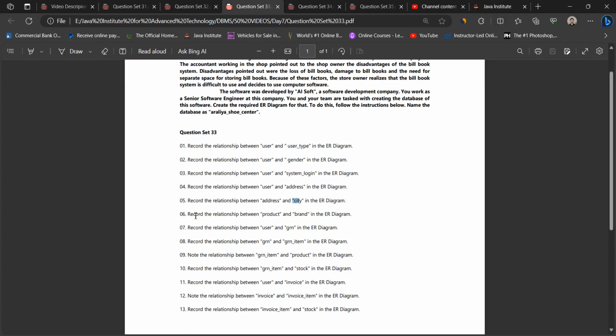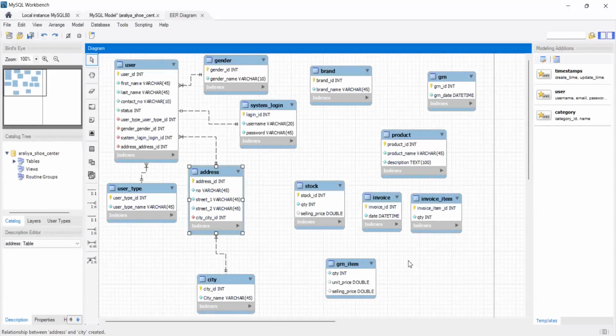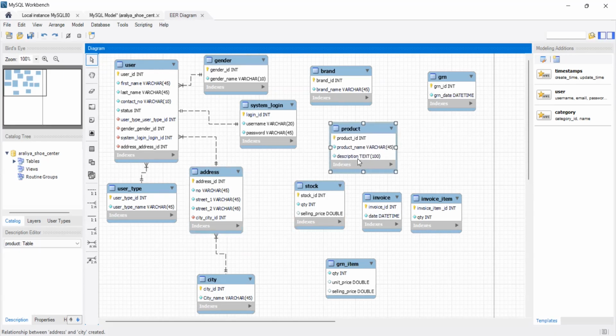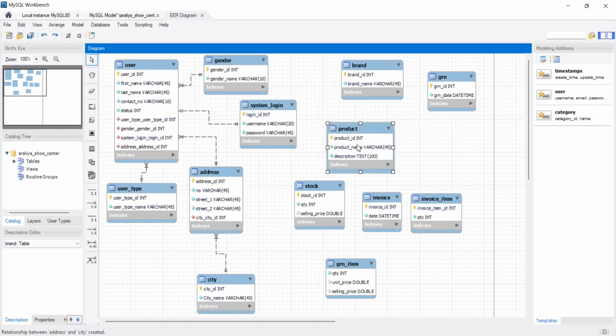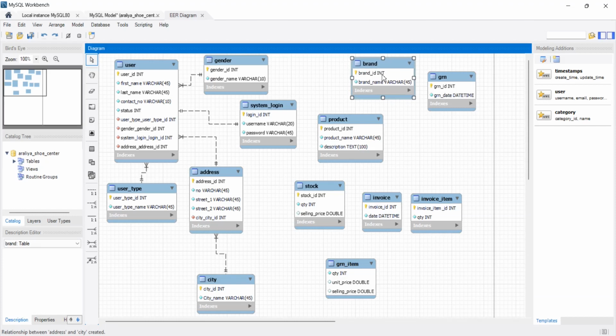Sixth question, record the relationship between product and brand. Product and brand. So if we consider one product, it can only have a single brand, but if we consider a single brand, it can have many products. So it has a one-to-many relationship. Many side should go to product.